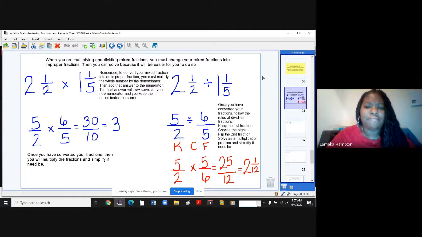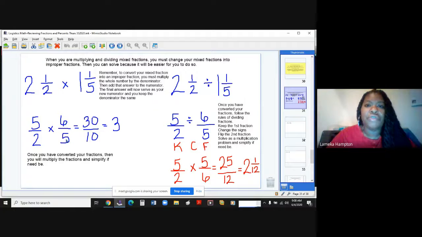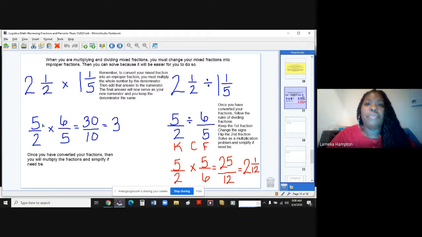All right. So now what we have here, we have 5 over 2, which is multiplied by 6 over 5. Okay. So remember, when you're multiplying fractions, you are going to multiply the two numerators together, and then you're going to multiply the two denominators together. So 5 times 6 gives us 30, and we have 2 times 5, which gives us 10.